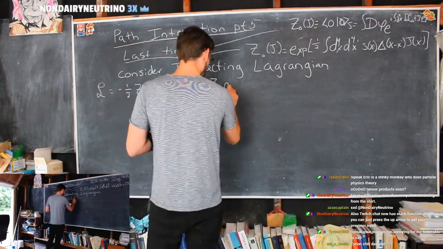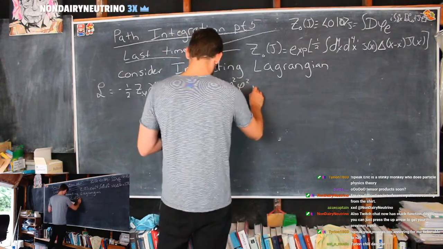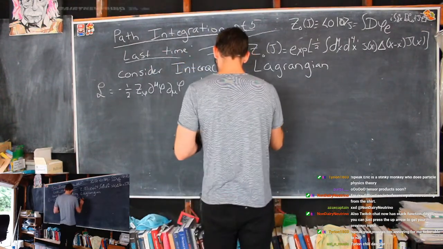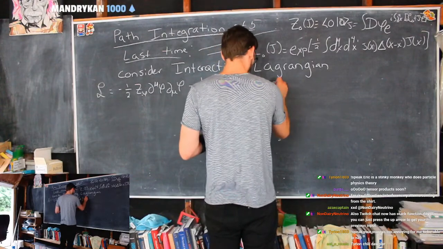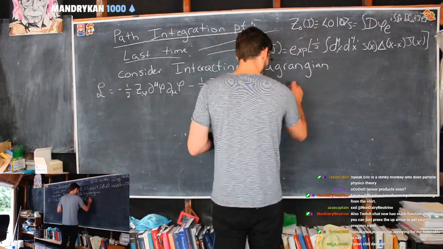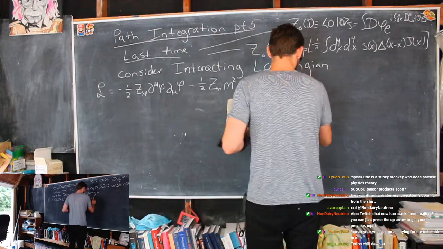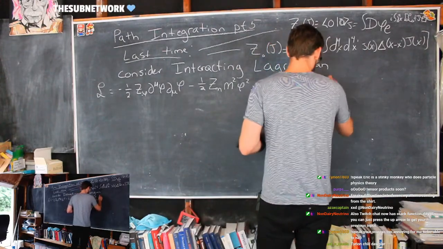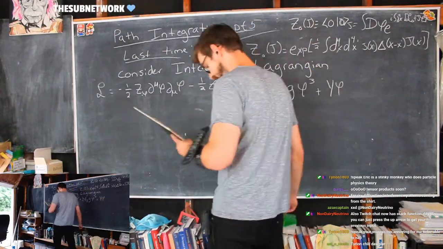Someone finish that while I write this down. Now, if you've seen interacting theory a lot, then you kind of recognize a lot of this stuff. But if you have never seen interacting theory, then this whole Lagrangian is going to look weird.